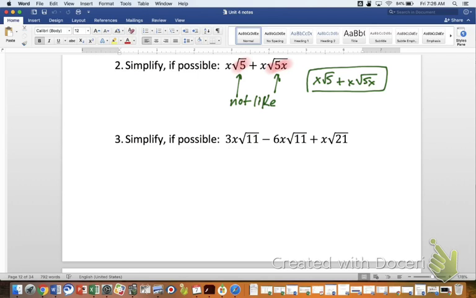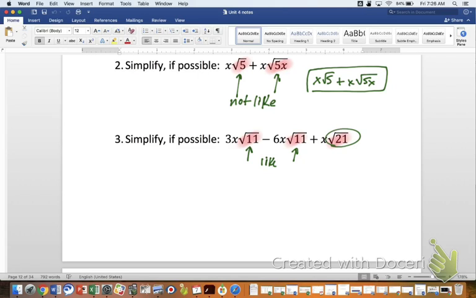Number 3. Now we've got 3 radicals, and so I've got root 11, root 21. Okay, so here I need to look and decide if I've got like radicals or not. Please notice that these two are like radicals. They're both root 11. The root 21, of course, is not like the root 11, and there's nothing I can do to simplify it. And so I'm going to leave that one alone, but I can add those first two.